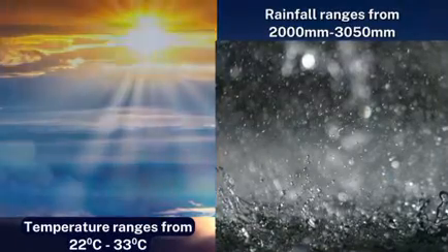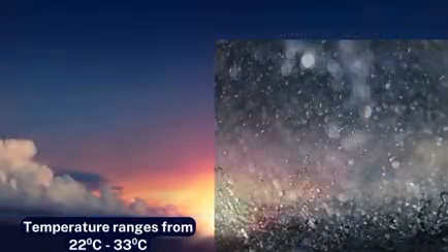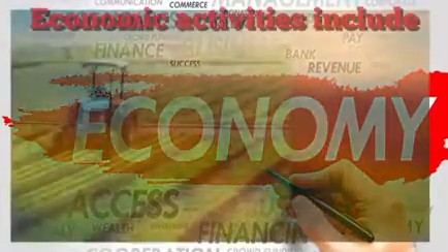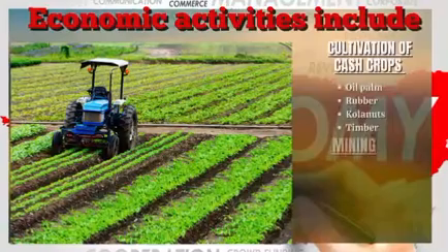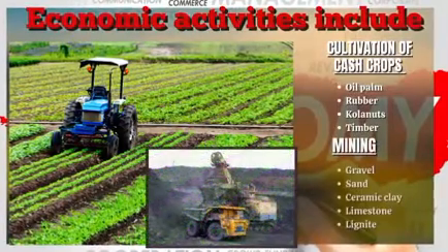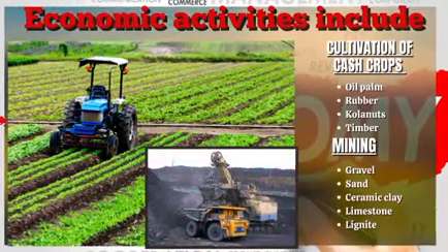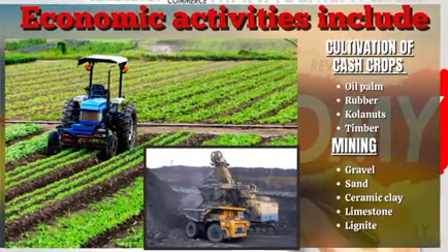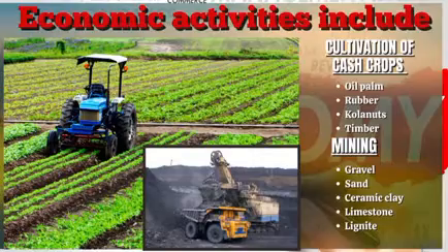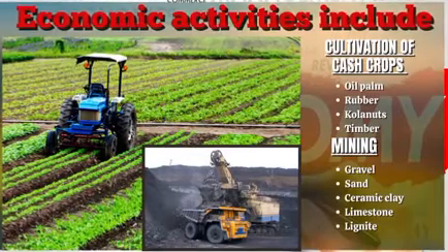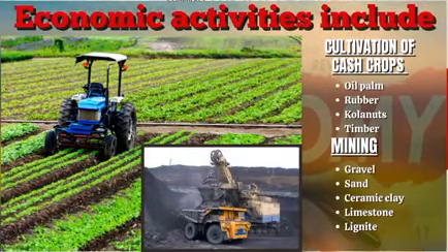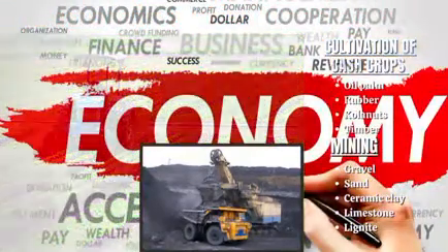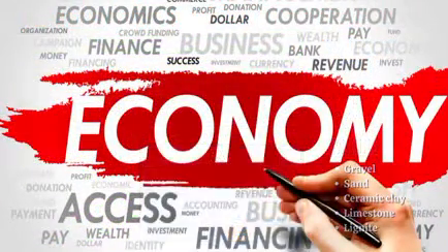The temperature here actually makes it a tropical rainforest. Their source of economy is mining, which includes mining of gravel, ceramic clay, limestone, and lignite, which is used for the production of light and electrical energy. Also, we have cultivation of cash crops of oil palm, rubber, kola nut, and timber because it's a rainforest.